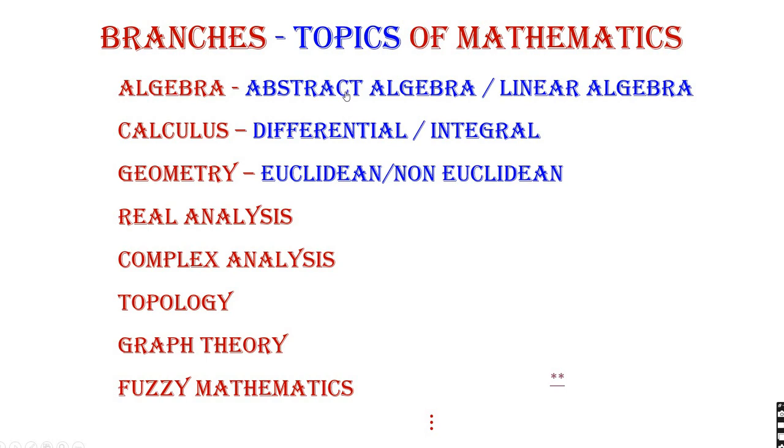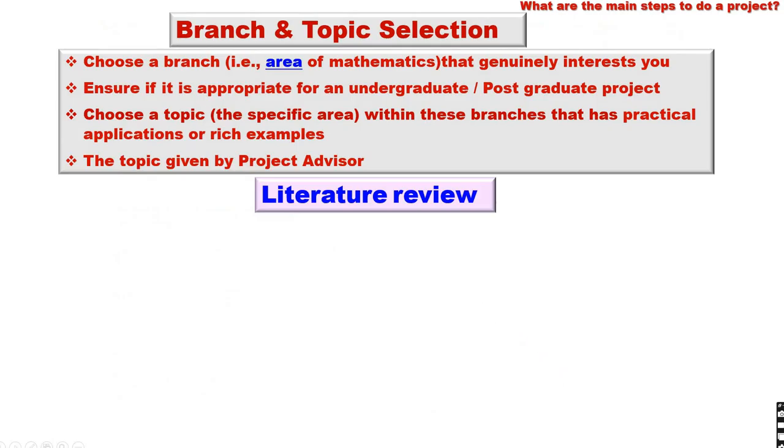Then in that you can narrow down to either groups or rings, and there also one particular subtopic can be chosen, and you can explore it. Similarly, in the case of calculus, geometry, and other branches also. So first branch, and then topic, then subtopic, and then go to your particular title that is suitable for your project and work on it. So that is the first step that we have in branch and topic selection.